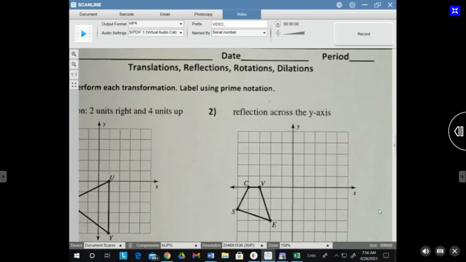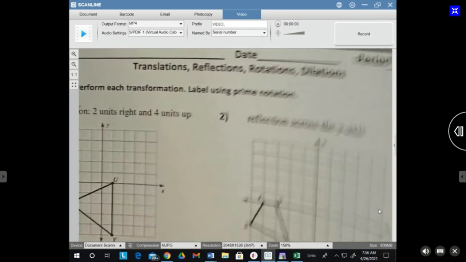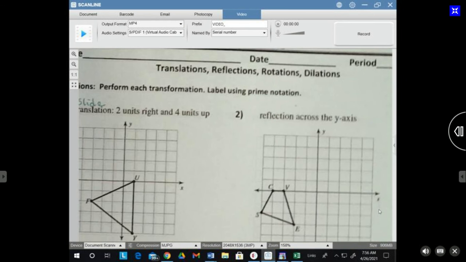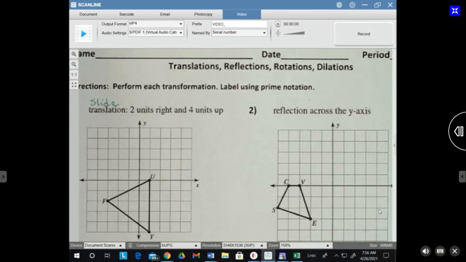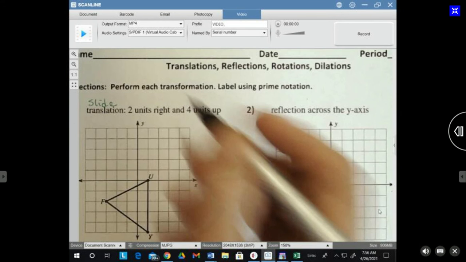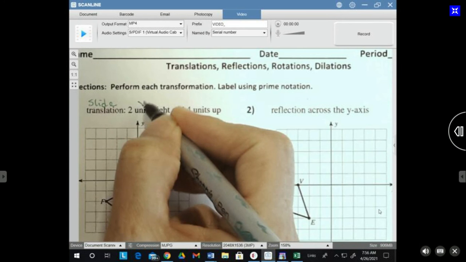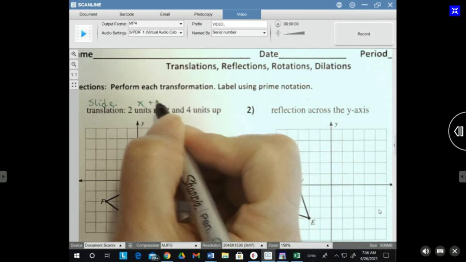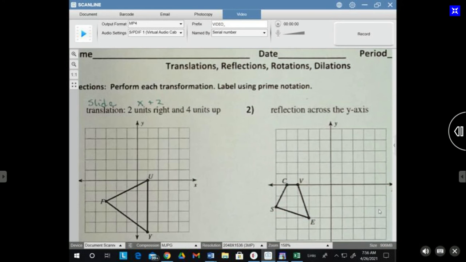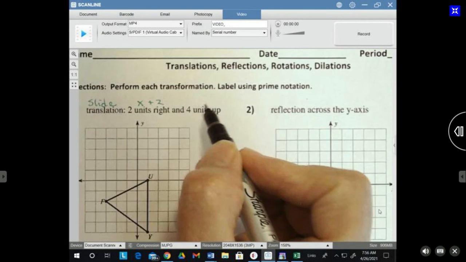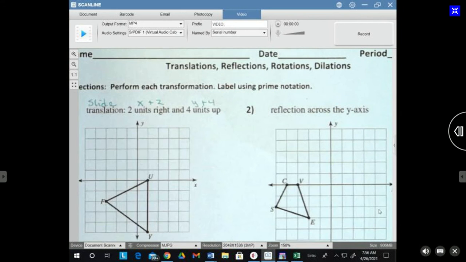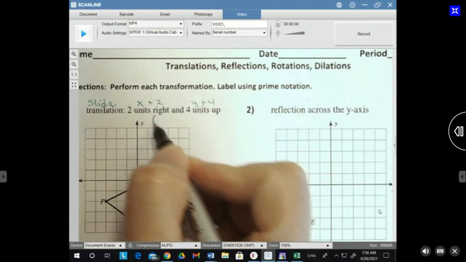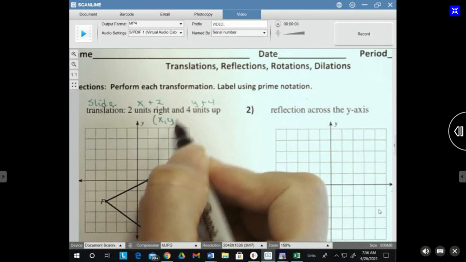And it will not be multiple choice. So, all right. 2 units right. What does 2 units right mean? X plus 2. What does 4 units up mean? So what would that rule look like if I asked you to write the rule?